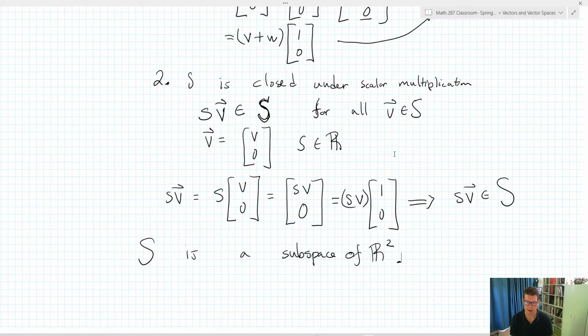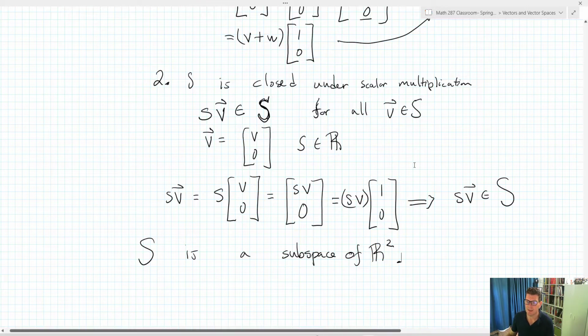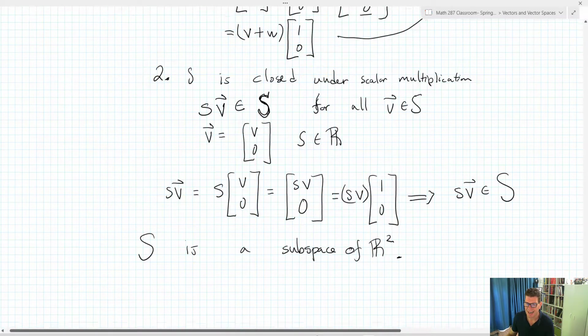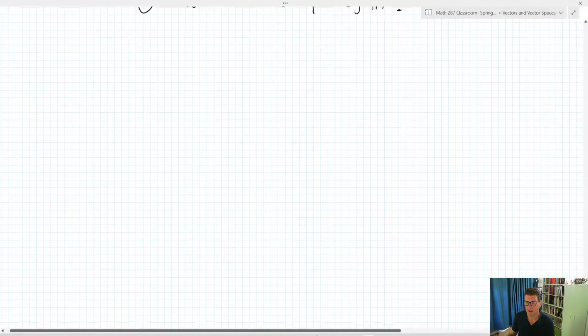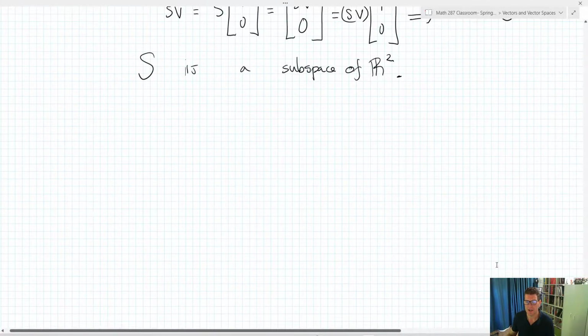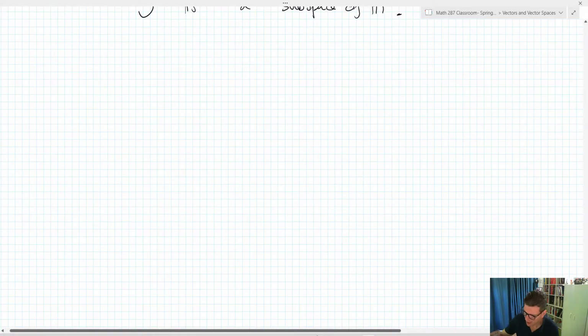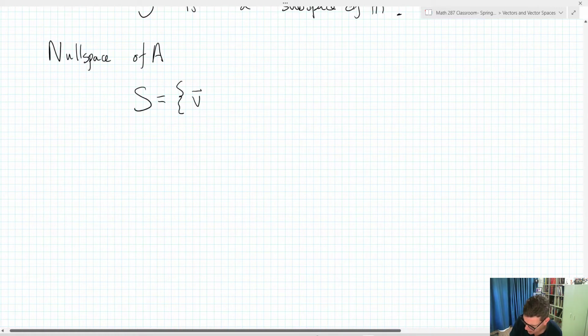So what I want to do now is give you an example of a really important subspace. This really important subspace is something called the null space of the matrix A. The null space of the matrix A is the set of all vectors. We'll call this S again. It's going to be the set of all vectors V belonging to V such that AV equals 0.